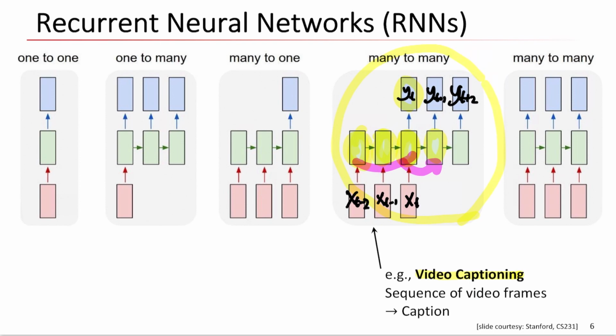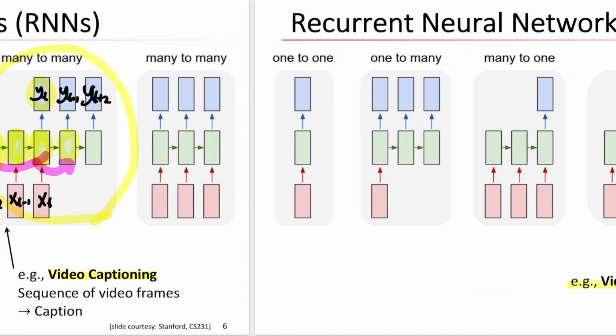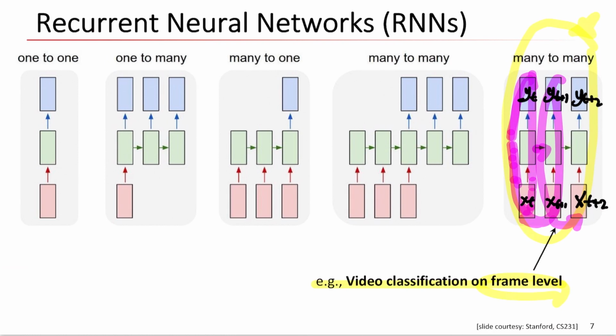Another example is the many-to-many case. For example, in video captioning, we want to generate the caption, which is natural language formulated as sequence data, and the input is the sequence of video frames. So this is a many-to-many case. Another is the video classification case, where we want to estimate the output YT per each input XT, but this processing should be related to the previous processes by using the recurrent module.